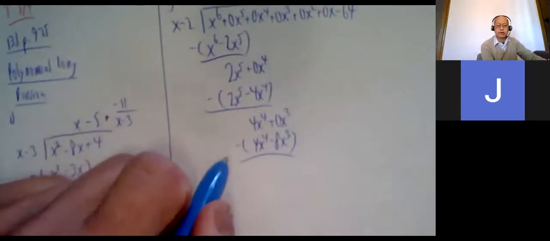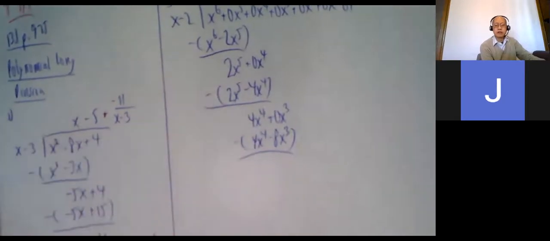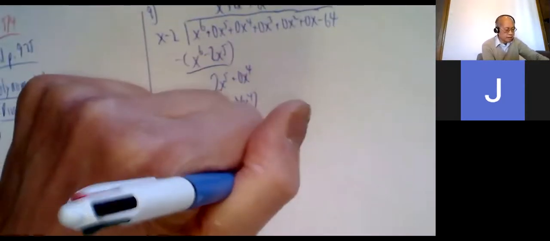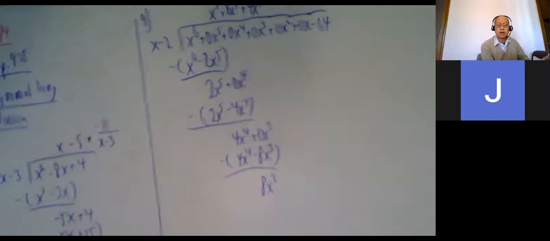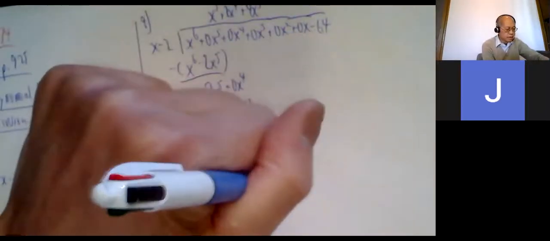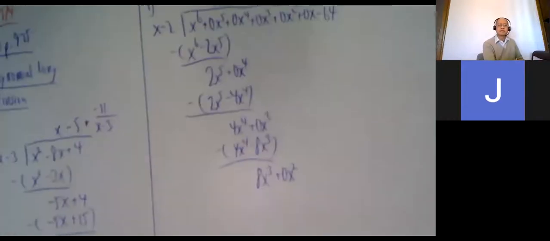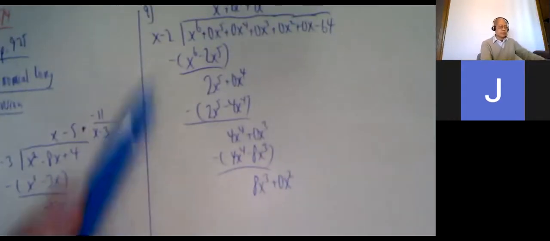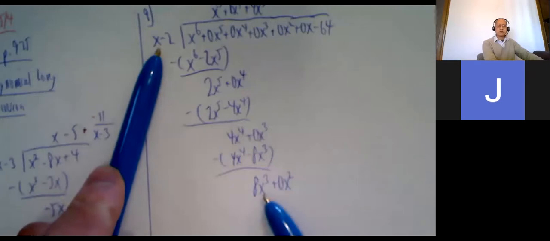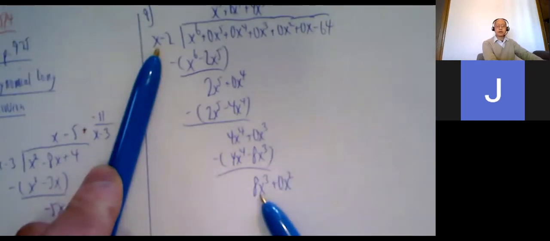Okay, 4x to the 4th minus 4x to the 4th is nothing. 0 minus a minus 8 is positive 8x cubed. Bring down 0x squared. Just keep going. First thing here. How do you go from there to there? 8x squared.